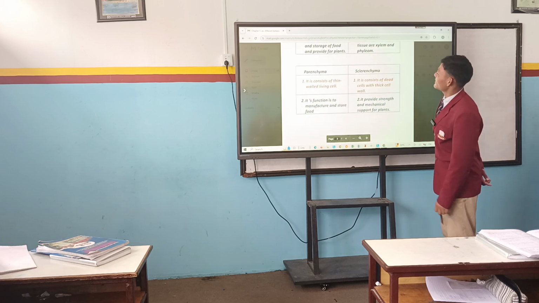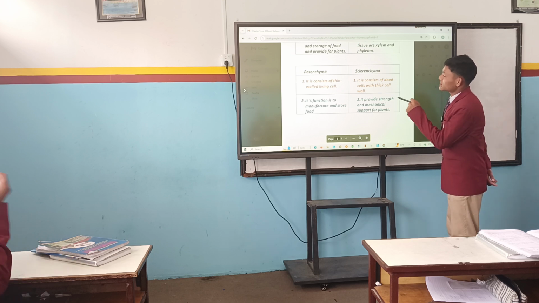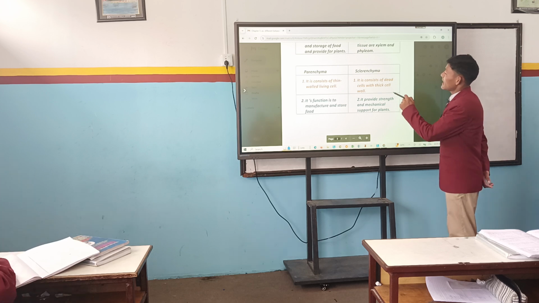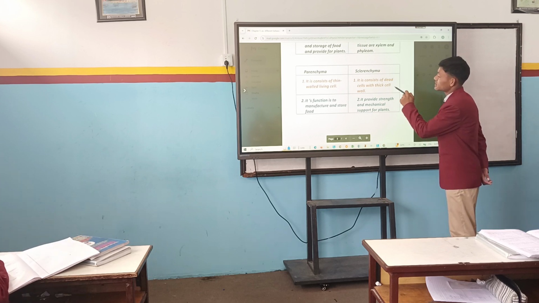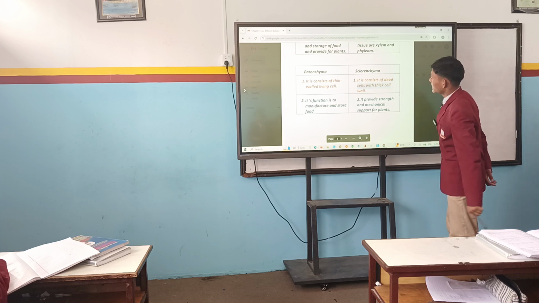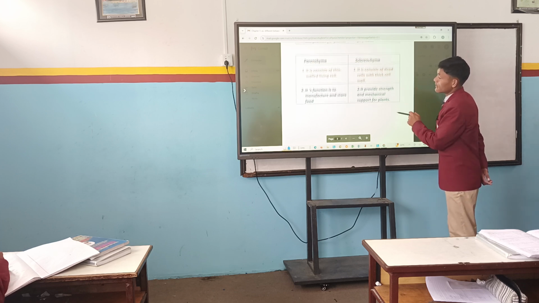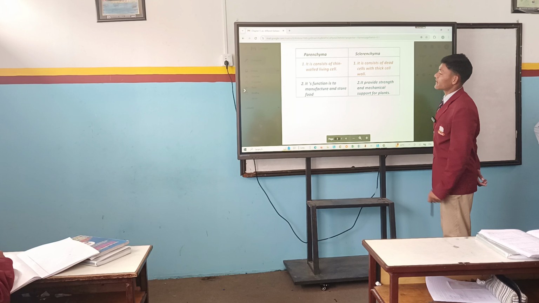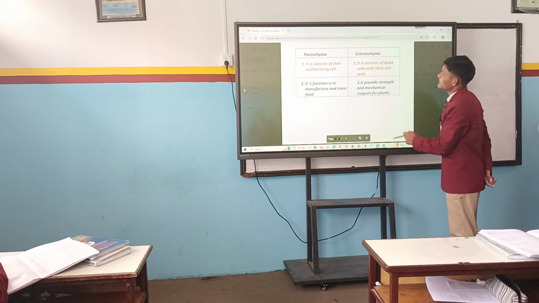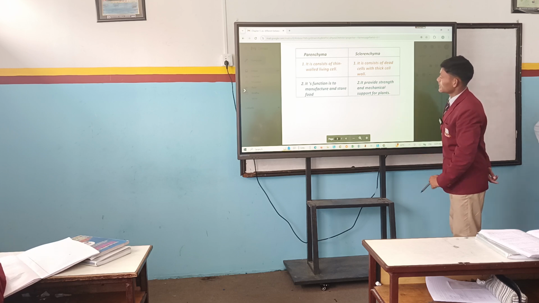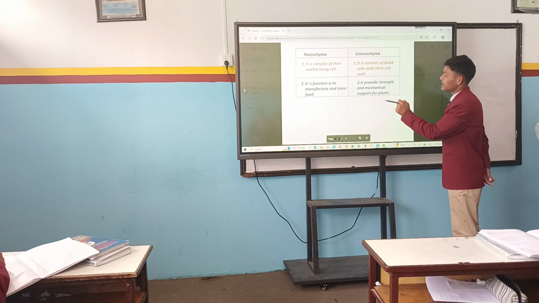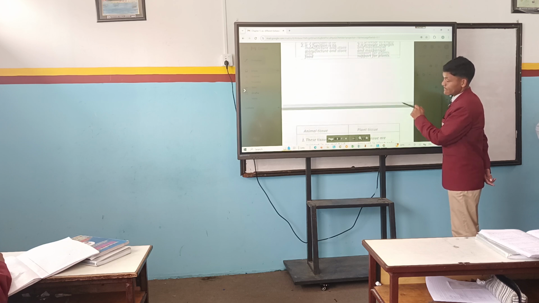Next, parenchyma and sclerenchyma. Parenchyma consists of thin-walled living cells, and sclerenchyma consists of cells with thick cell walls. The function of parenchyma is to manufacture and store food, and sclerenchyma provides strength and mechanical support for the plant.